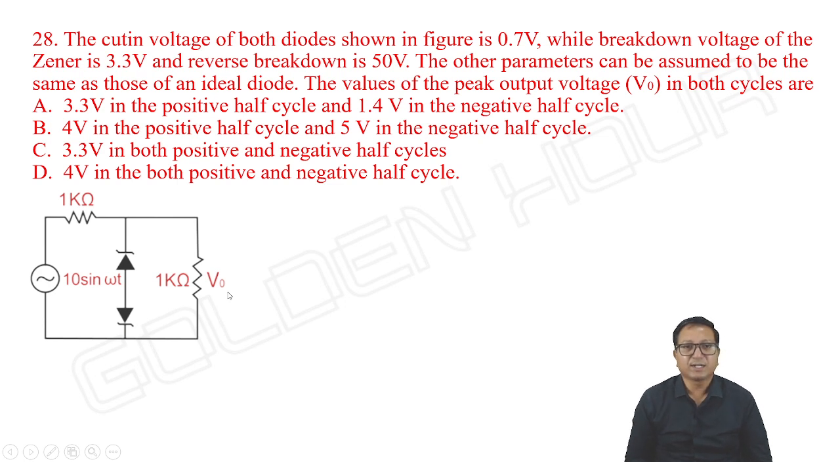So the cut-in voltage of both the diodes shown in the figure is 0.7 volts, while the breakdown voltage of Zener is 3.3 volts, and the reverse breakdown is 50 volts. Avalanche breakdown voltage is 50, Zener breakdown is 3.3 volts. That's what they mean. The other parameters can be assumed to be the same as those of an ideal diode. Okay, fine. The values of the peak output voltage in both the cycles are asked.